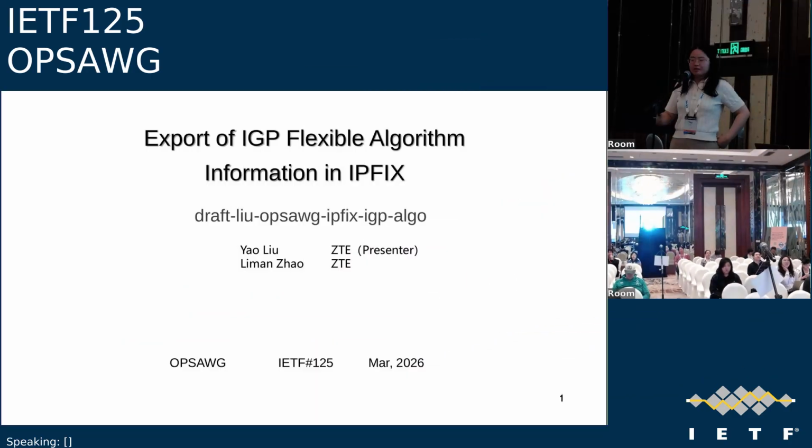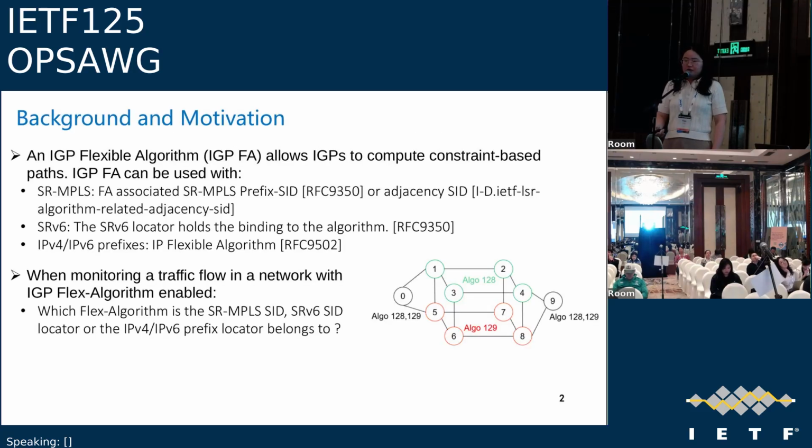Okay. So the same network but different aspects: exporting the IGP flexible algorithm information in IPFIX. An IGP flex algorithm allows IGP to compute constraint-based paths. Using IGP flex algo, you can divide a physical network into different planes or implement network slicing. So you can have a plane for low latency, another plane for maximum bandwidth, or something else.